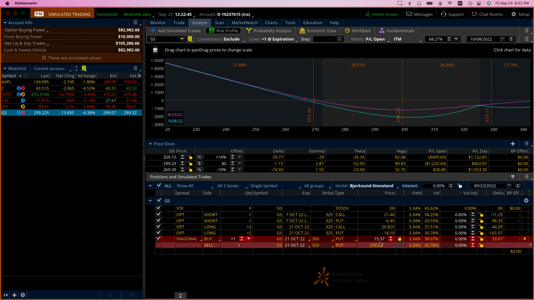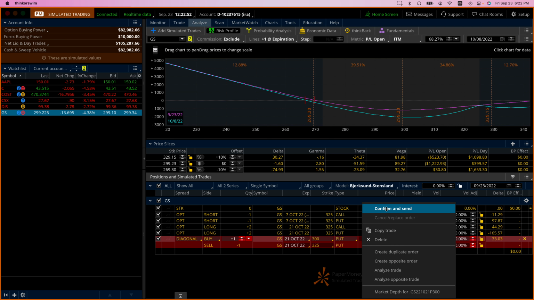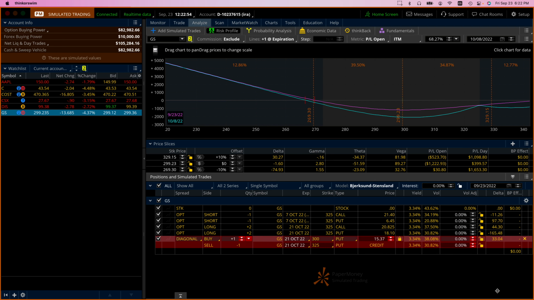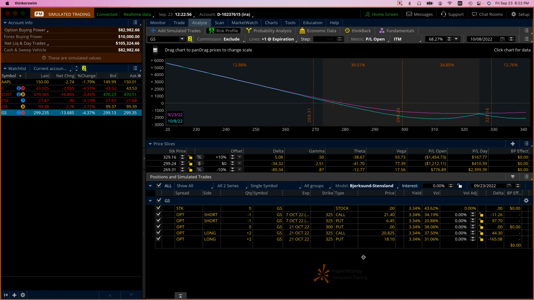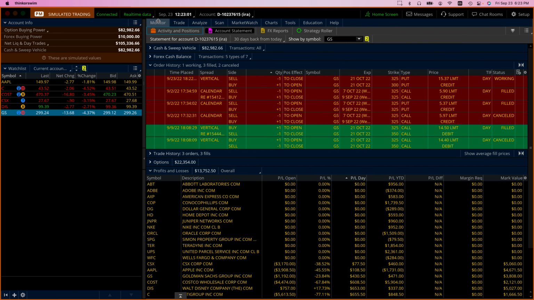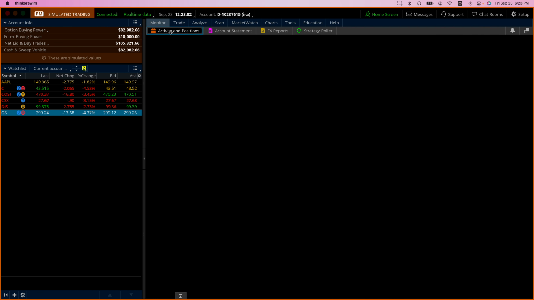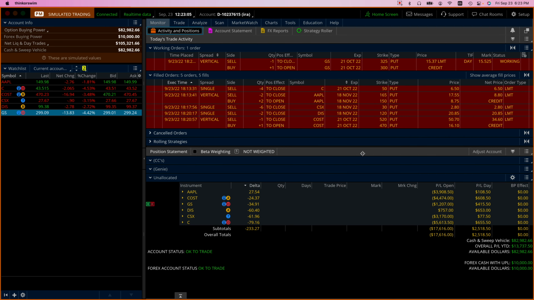So I'm gonna sell this one here. Roll it down to 30, and doing that neutralizes my deltas. Confirm and send. And I'm collecting a lot of capital there. And I'm just gonna check the activity and position here, and that's the only one. Everybody else got filled. Fantastic. And we're waiting for this one here. The credit that I'm asking is less, so that should get filled very shortly.